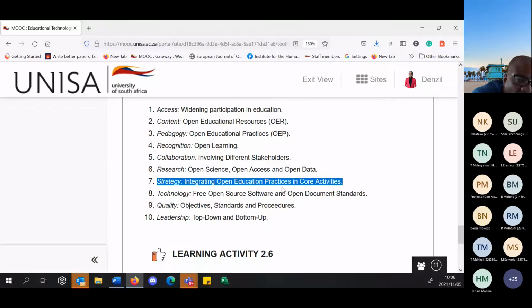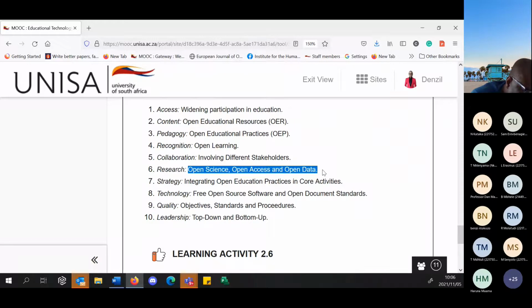Strategy integrating open educational practices, open science journals, open access, open data, the Directory of Open Access Journals, the DOAJ, a list that is now being approved and accredited by the Department of Higher Education and Training. It is about how do we make sure that the knowledge we produce is openly accessible?